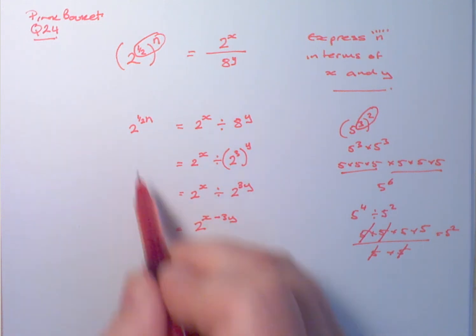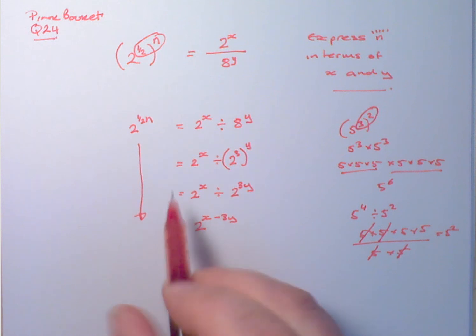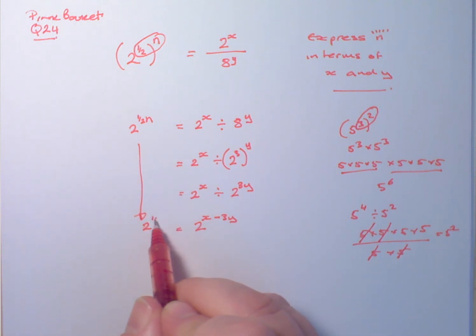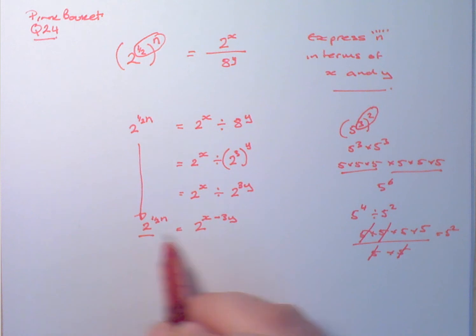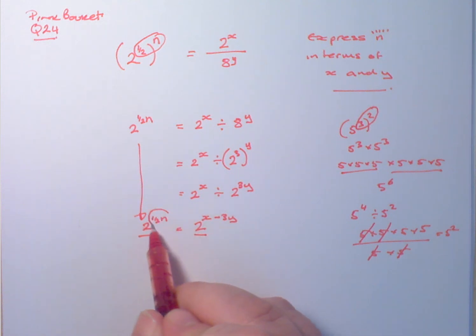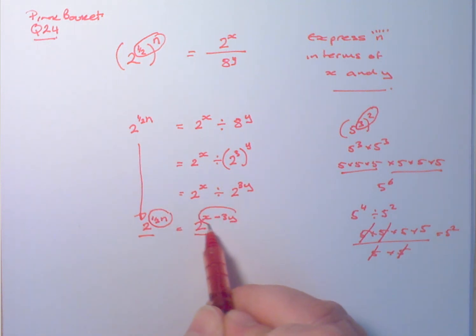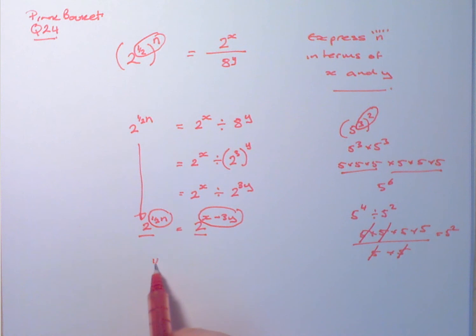Now let's bring this back into play, and I've got 2 to the power a half n. And you can see that as this is the same as this, this must be equal to this. And so I've got a half n must be equal to x minus 3y. Now I want n is equal to something, so I'm just going to double everything, which gives me 2x minus 6y. Okay, that's not an easy question, definitely a level 9 question.